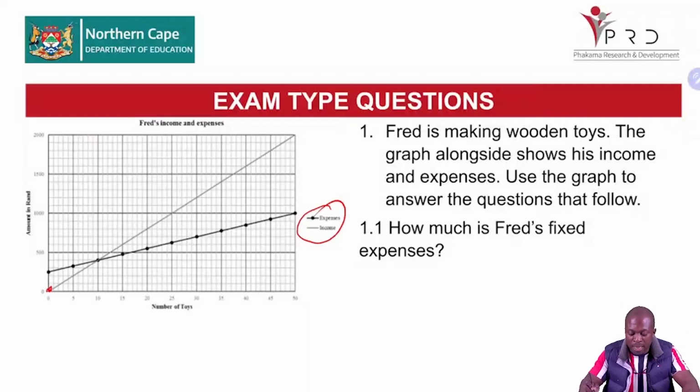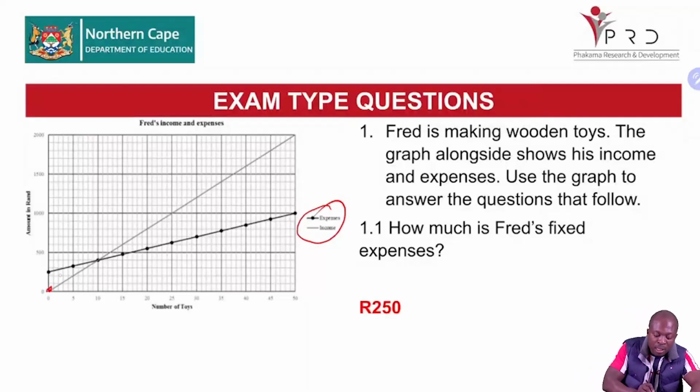How much is Fred's fixed expense? So we are interpreting the graphs now. Then it means that the fixed is 250. How do you know it's 250? Remember what I was teaching you already? You must count. Don't count the 0. From the 0, you have the first line, second line, third line, fourth line. This is the 5th line, that thick one.